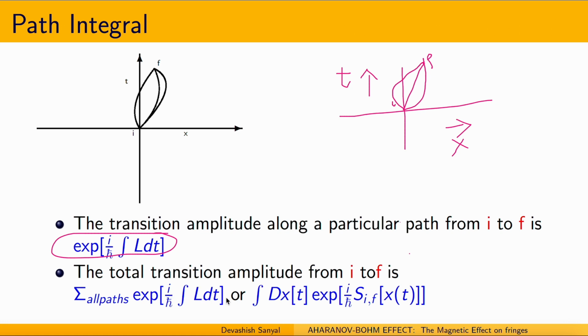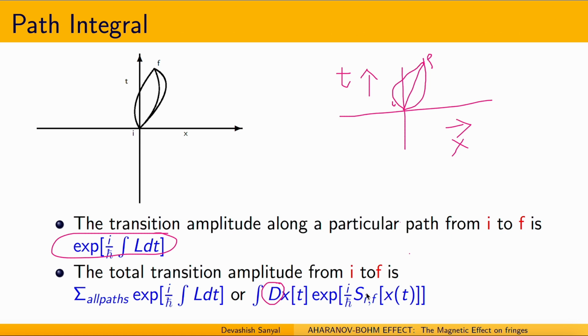This is the path integral. Or in a more sophisticated notation, if you write it in terms of an integral, we use what is called a capital D. Generally, in a usual regular integral, we use a small d to denote integration, but here this is integration over all paths. So you use capital D, integration over all paths, and this L dt is actually the action that has been evaluated along a particular path.